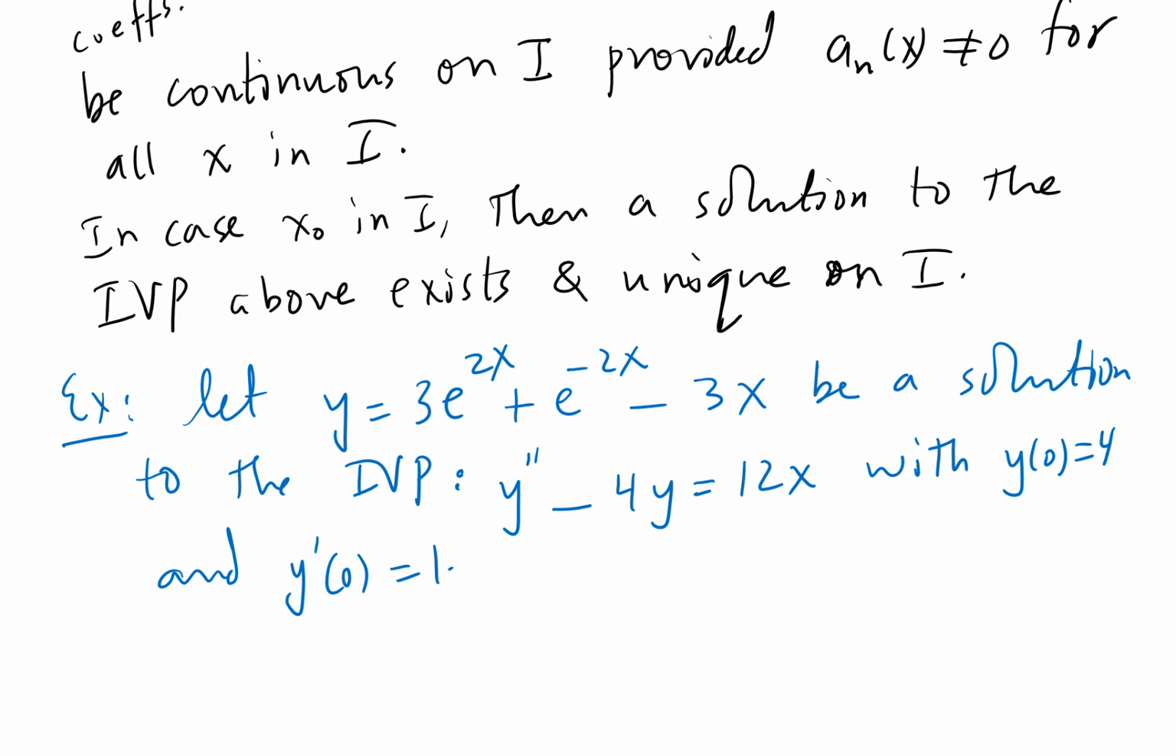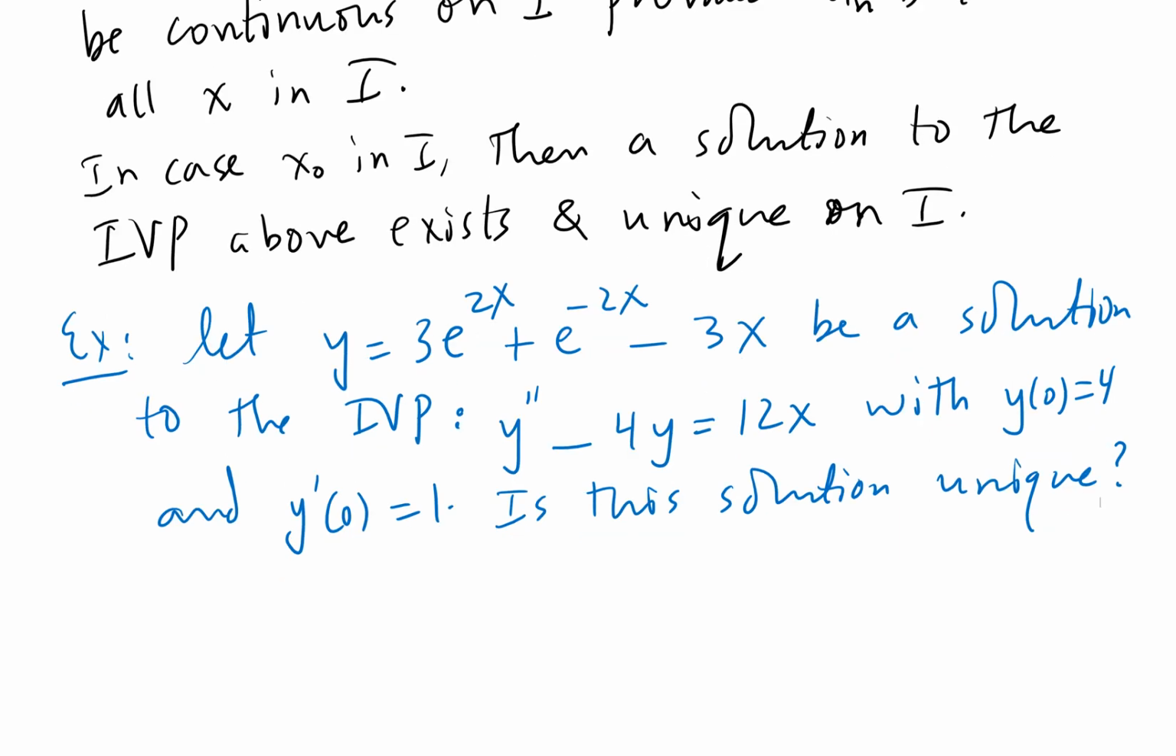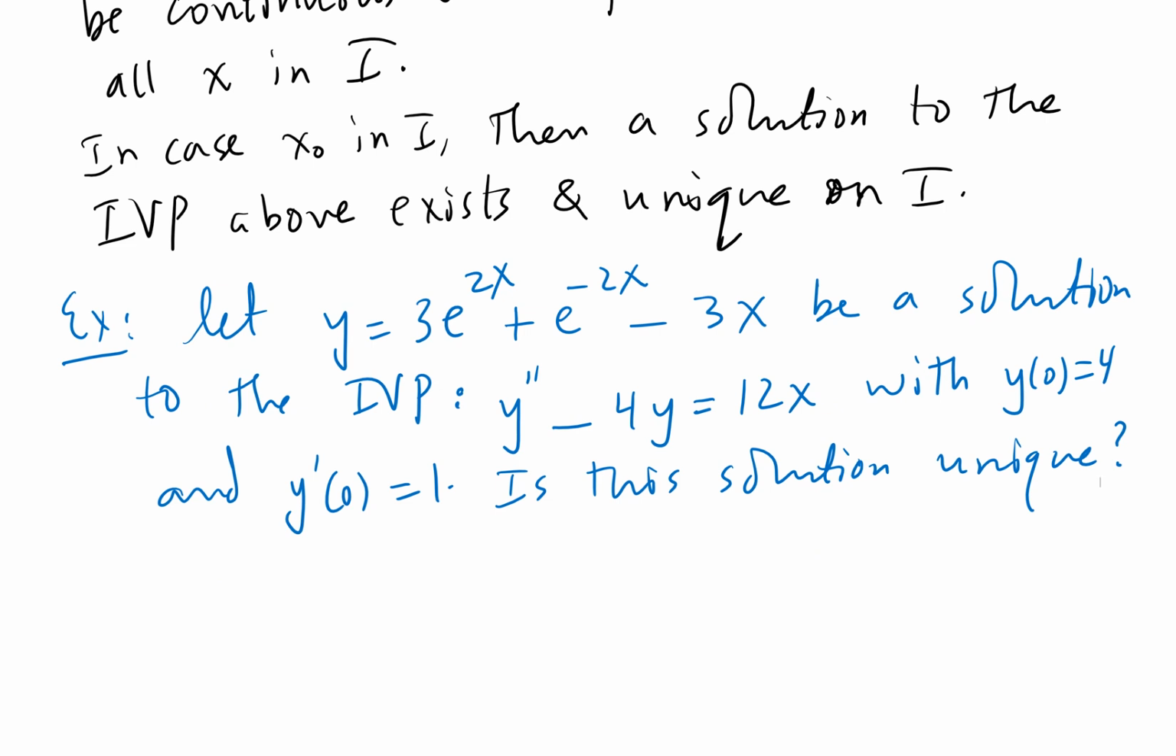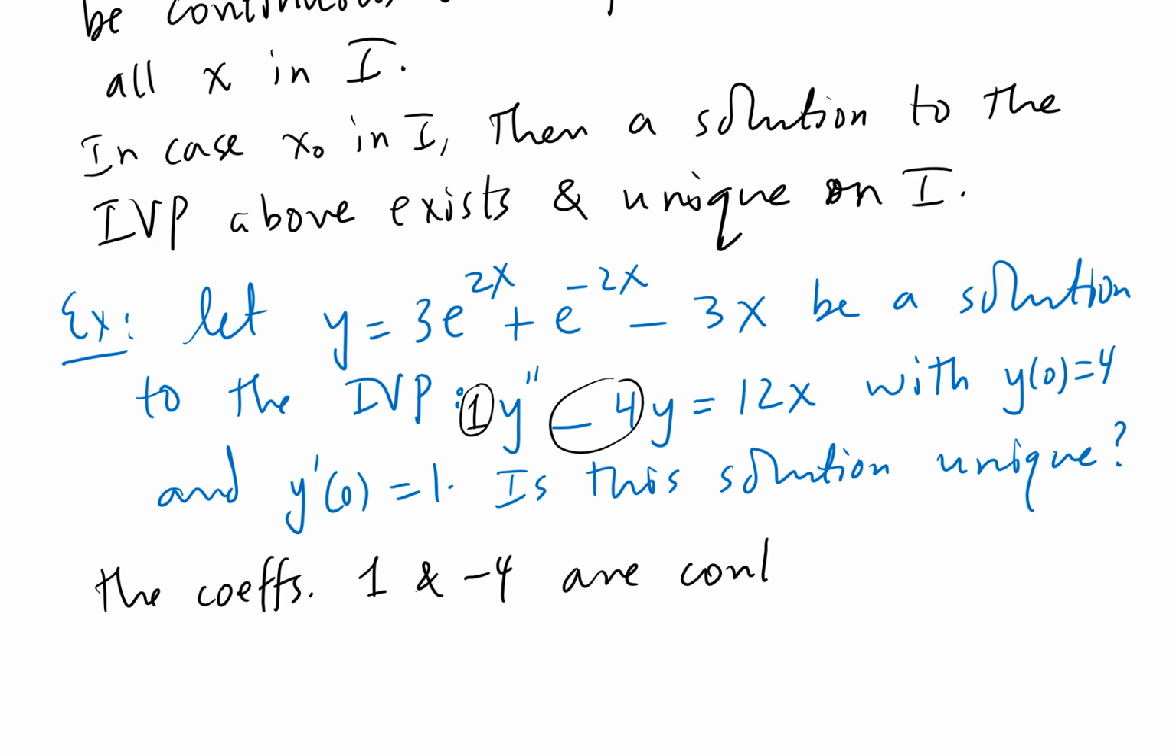So what we're trying to do is check, is this solution unique or not? They tell us this is the solution, but we don't know if it's unique. So to check for uniqueness, we need to take the coefficients 1 and negative 4. So the coefficients 1 and negative 4 are what? Continuous.